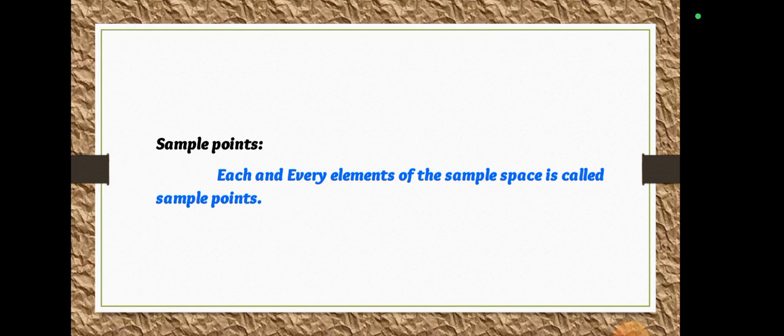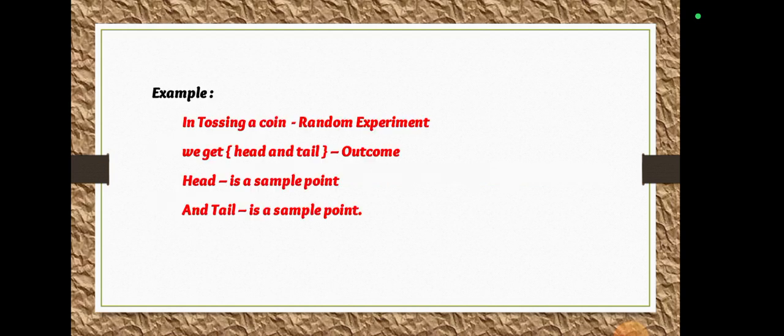Sample point. Each and every element of the sample space is called a sample point. We know already that tossing a coin is a random experiment. We get head and tail as the result or outcomes, which is called the sample space. In the sample space, each individual element is called a sample point. Here the head is called a sample point and the tail is also another sample point.